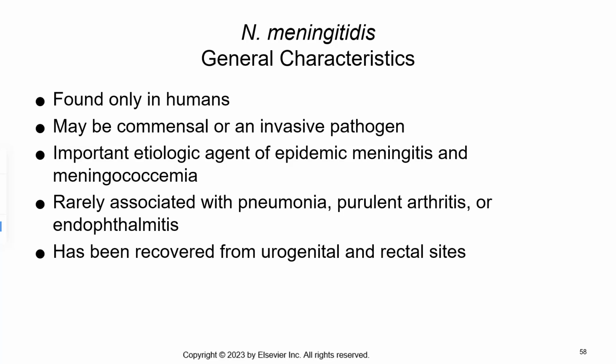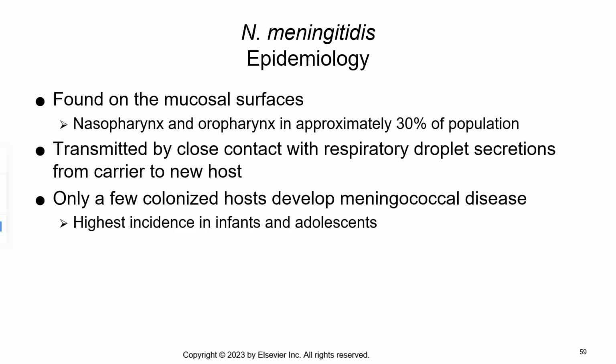Has been recovered from urogenital and rectal sites. N. meningitidis is found on mucosal surfaces like the nasopharynx and oropharynx in approximately 30% of the population. It's transmitted by close contact with respiratory droplet secretions from carrier to a new host. Only a few colonized hosts develop meningococcal disease. The highest incidence is in infants and adolescents.